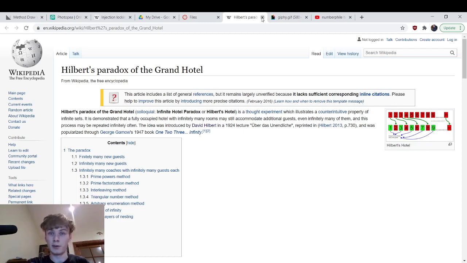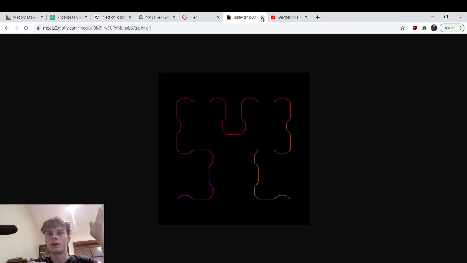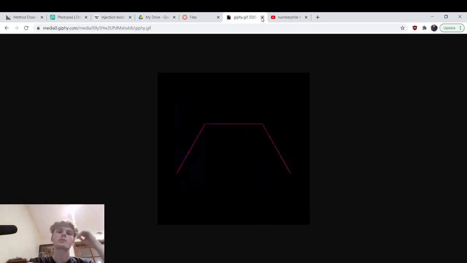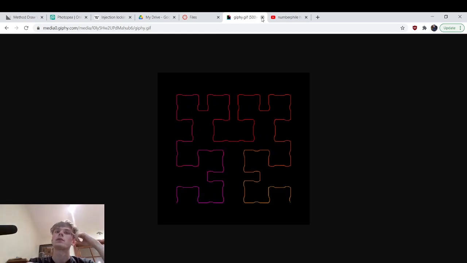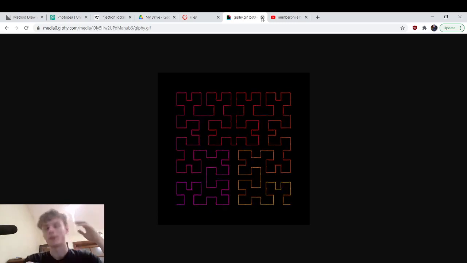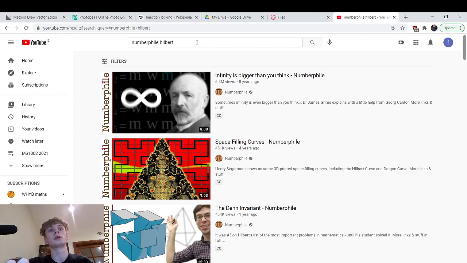Another thing associated with Hilbert would be this pretty thing here. You see, this is a Hilbert curve, or space filling curve. And what's going on here looks kind of simple, but it's actually crazy. And if you're interested in learning about those two things, the infinite hotel paradox or space filling curve, you just type Numberphile Hilbert on YouTube, the first two videos, got you covered.